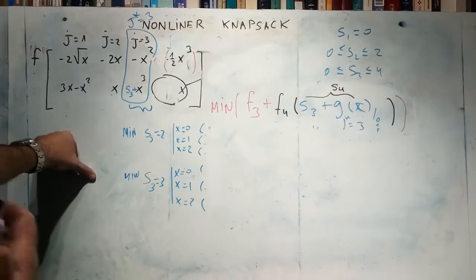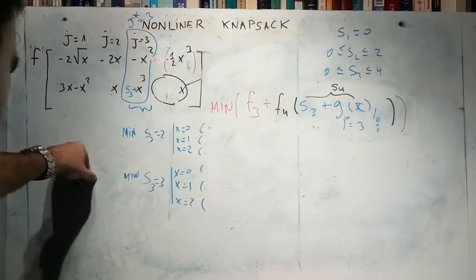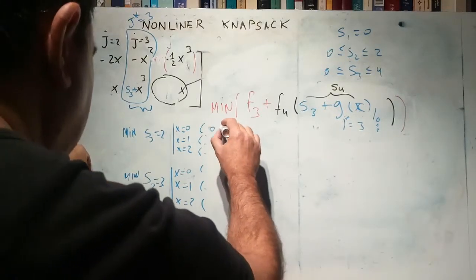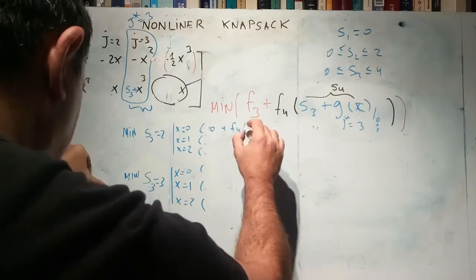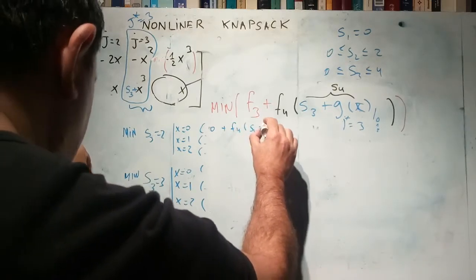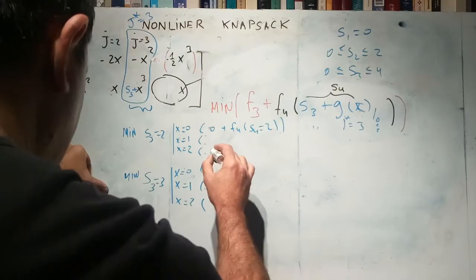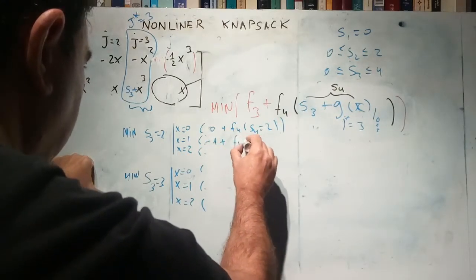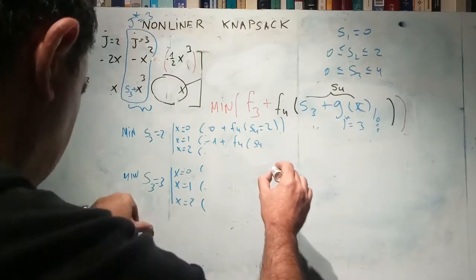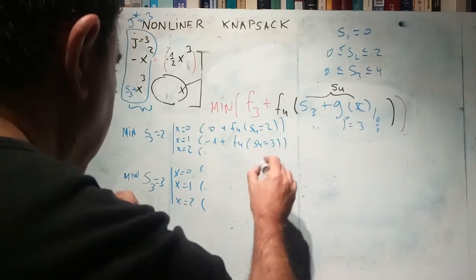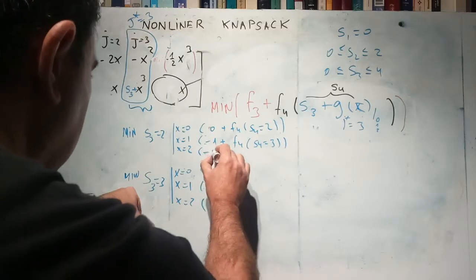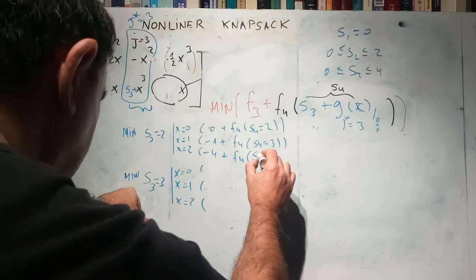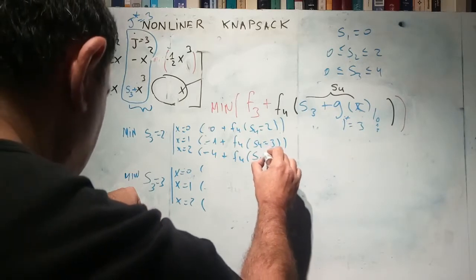So for S3 being 2, substituting the value of x0 gives us in the function f3 0 plus f4 of S4 being 2, a value of minus 1 plus f4 of S4 being 3 this time, and minus 4 plus a value of f4 evaluated at S4 being 10.